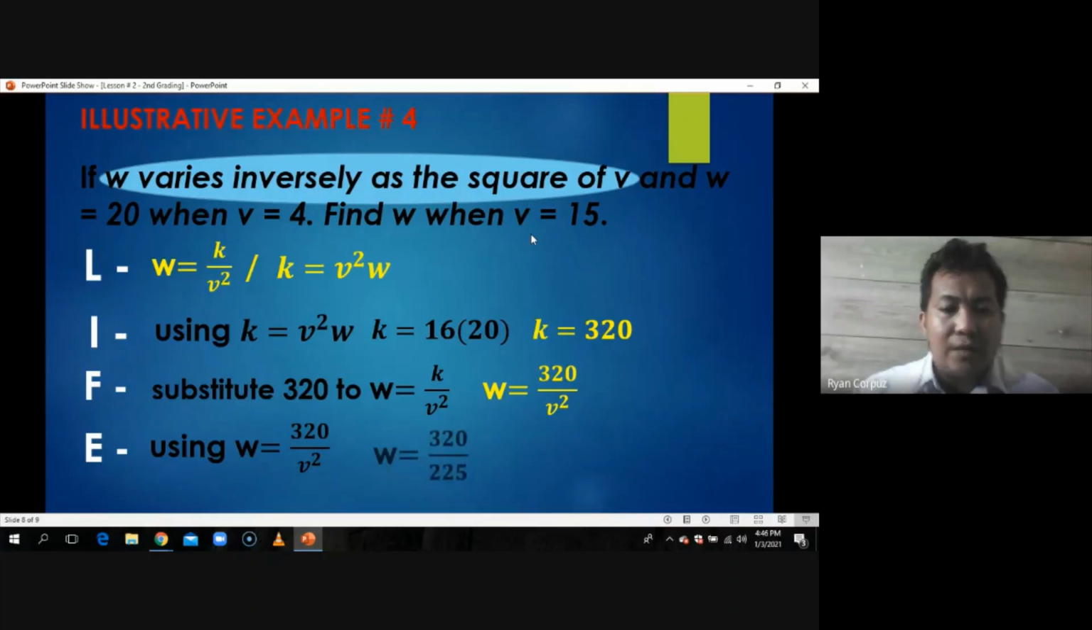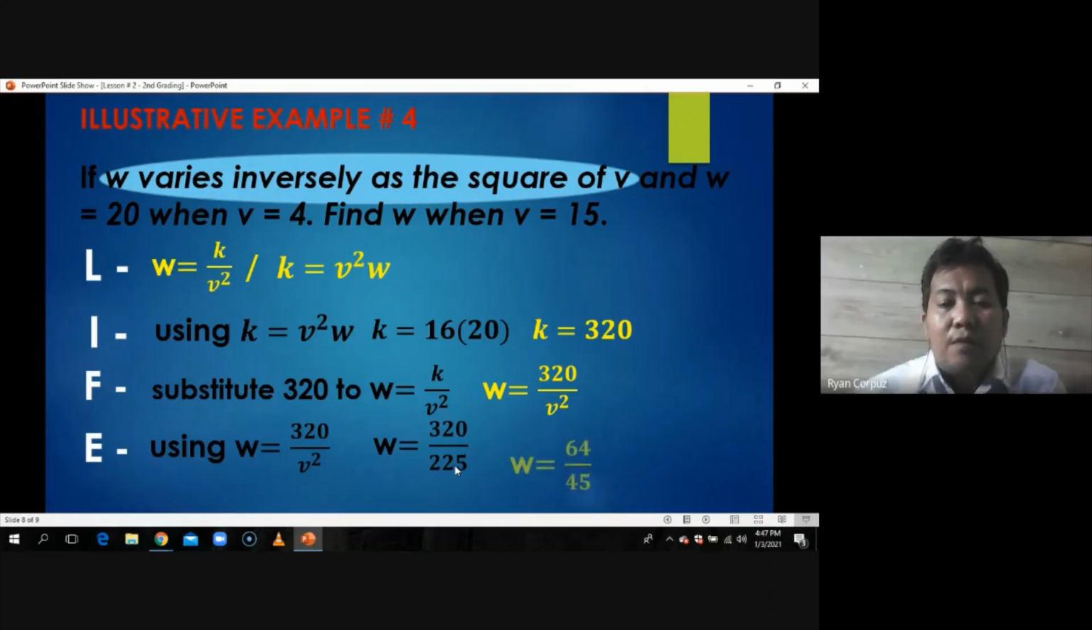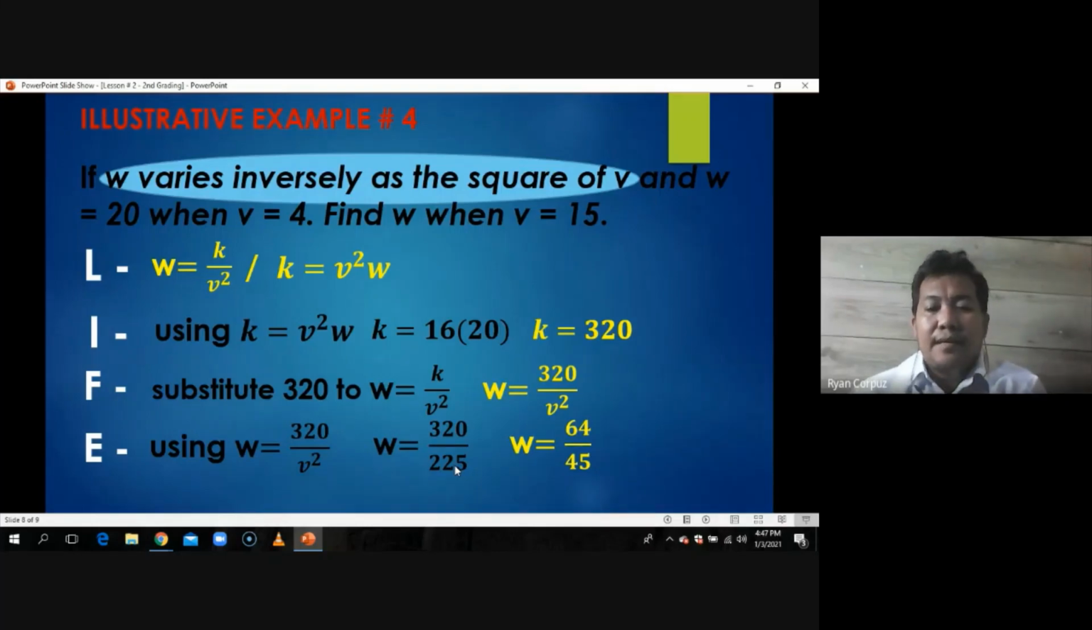So, ginawa natin yon, so magiging W is equal to 320 over V, which is 15. 15 times 15 is 225. Since it's not exactly divisible, but we do have a common factor there for us to reduce it into lowest terms. So pag nireduce natin into lowest terms, we come up with W, which is equal to 64 over 45.